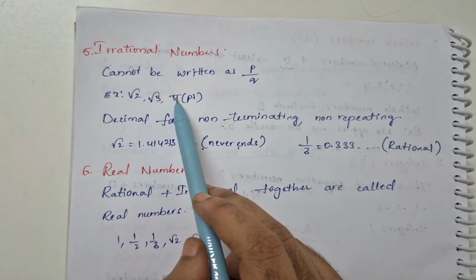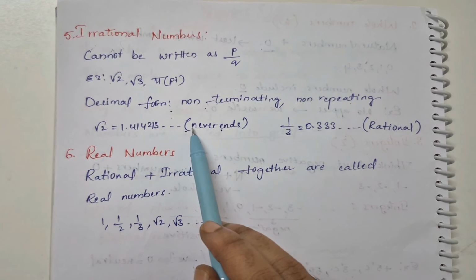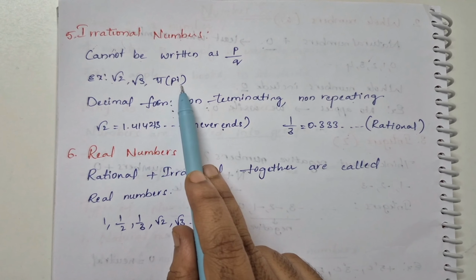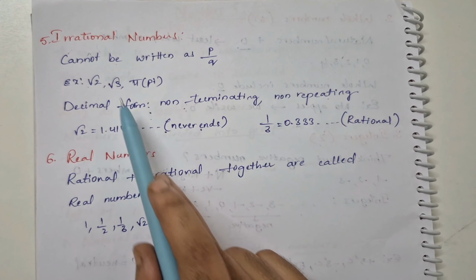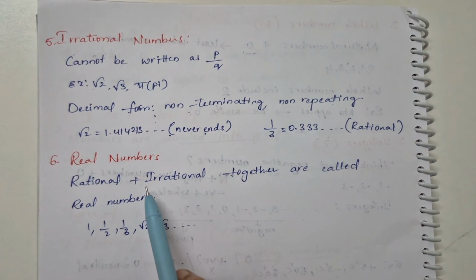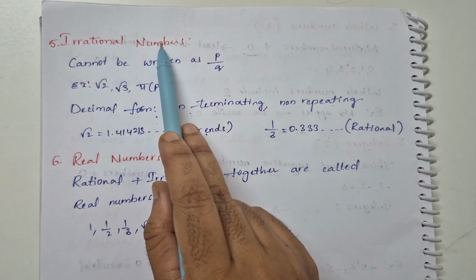Okay. And here root 2 is not an integer, root 3 is also not an integer, pi is also not an integer. So we call these numbers as irrational numbers. Okay. Those numbers which are not rational numbers, we call them as irrational numbers.